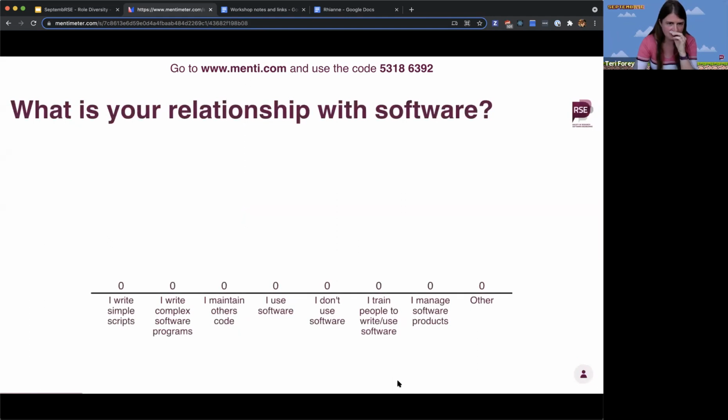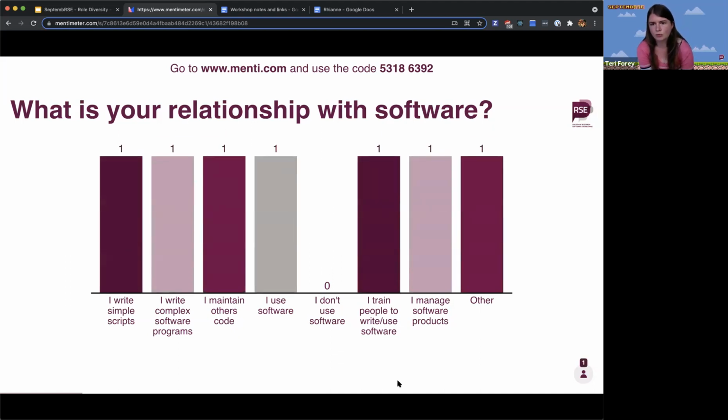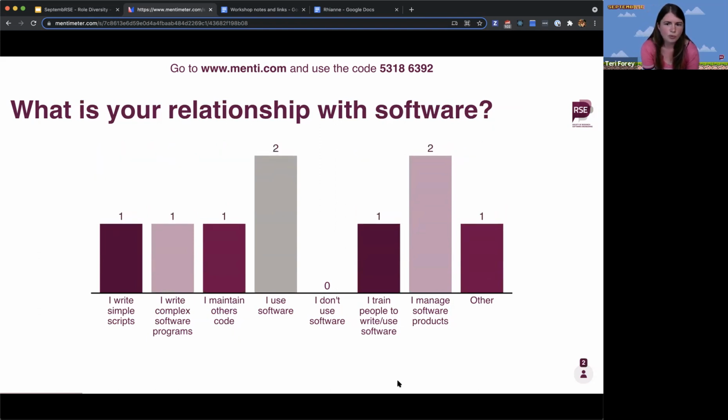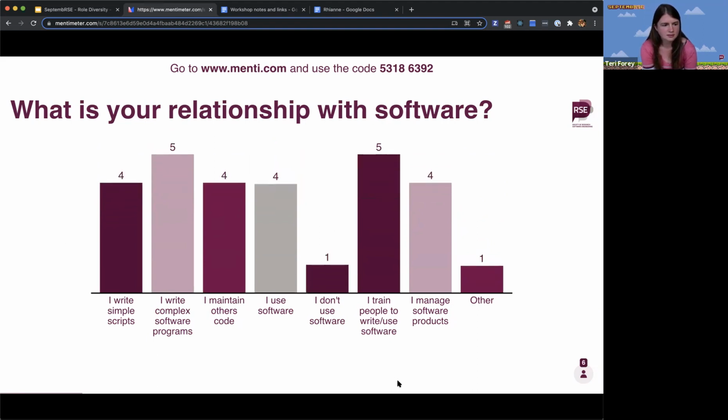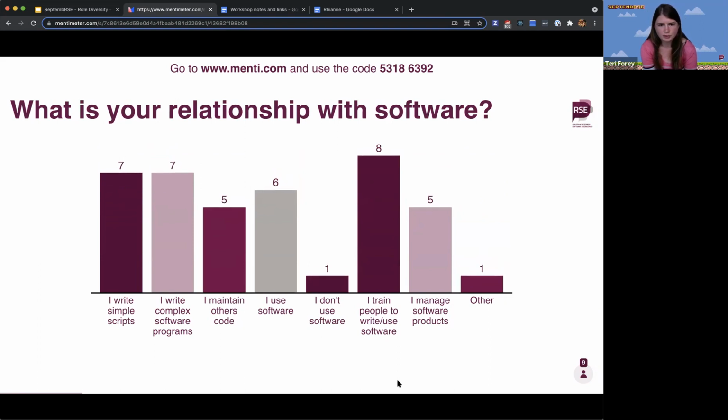So next question is, what is your relationship with software? We've got a number of different options here. Everything from I write simple scripts, writing complex software programs, maintaining others' code, you just use software, you don't use software, you train people to write or use software, you manage software products, or other. And you can answer more than one, so tick all the boxes that apply. Let everybody have a moment or two to fill that in.